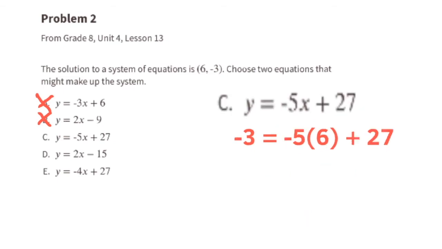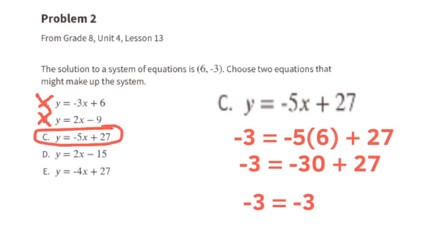Equation C. Let's substitute the x with a 6 and substitute the y with a -3. Now the equation reads -3 equals -30 plus 27, and -30 plus 27 equals -3. -3 does equal -3, so C might make up the system.